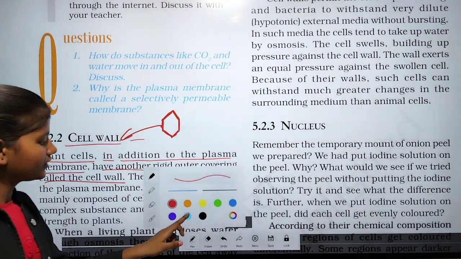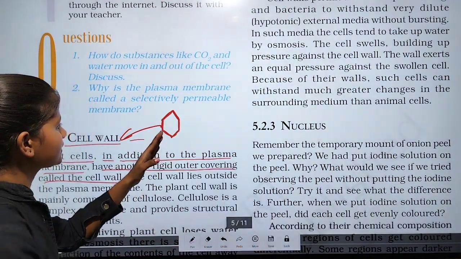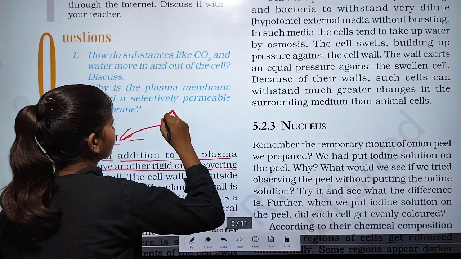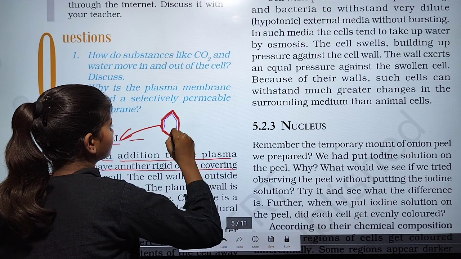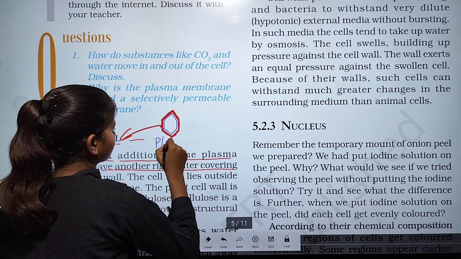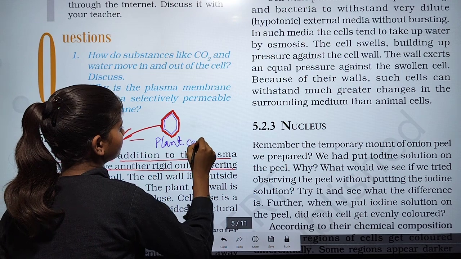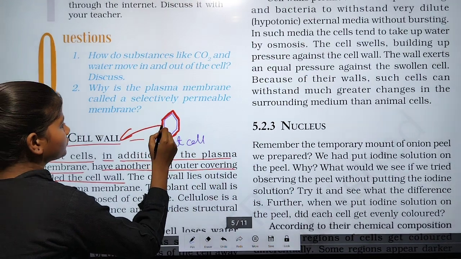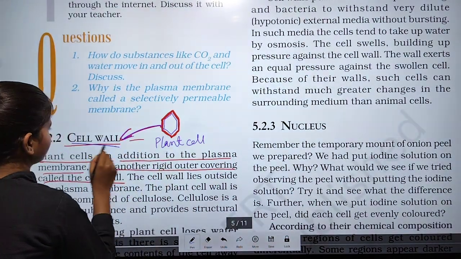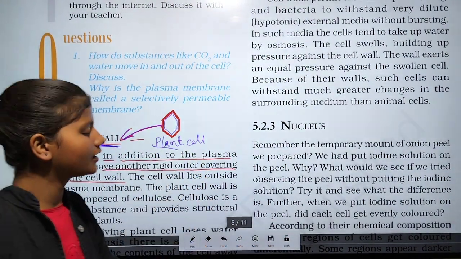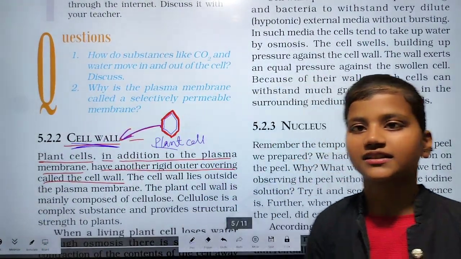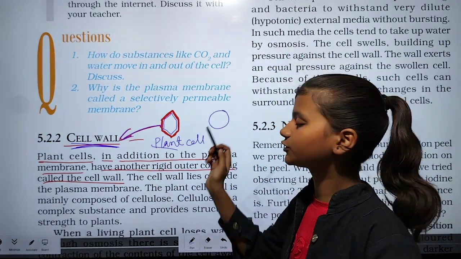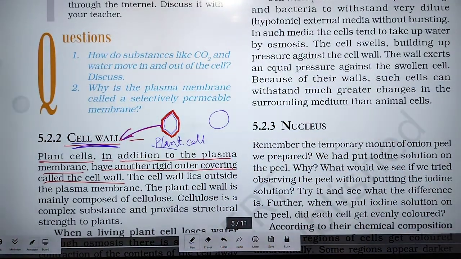Inside the cell wall, the plasma membrane is present. This one is a plant cell. The cell wall is the outermost covering of the plant cell. But in an animal cell, the cell wall is not present. In an animal cell, the plasma membrane is the outermost covering layer.